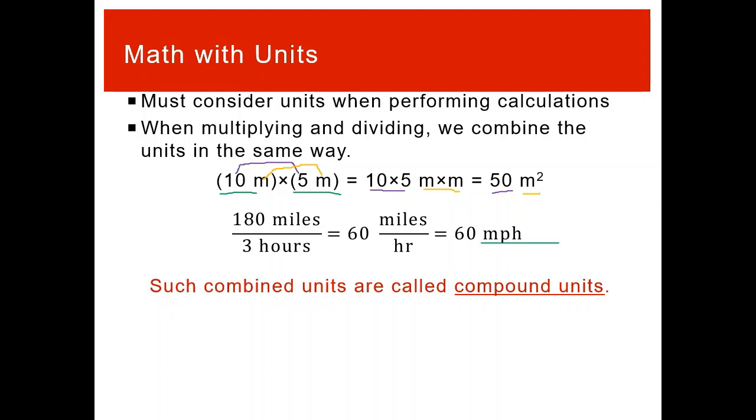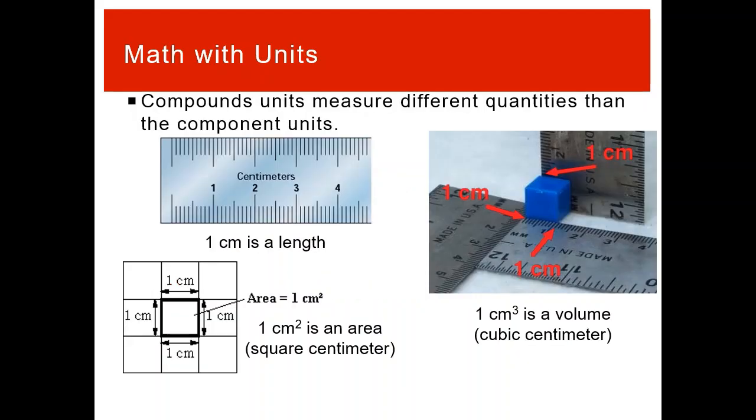So when we combine units in this way, we get what are called compound units. Compound, just like with classifying matter, is when we bring two things together and make a new thing, right? So we've taken two units that independently mean something, and we've made a new unit where they're either multiplied or divided by each other. When we make these compound units, they measure a different quantity than the component unit did.